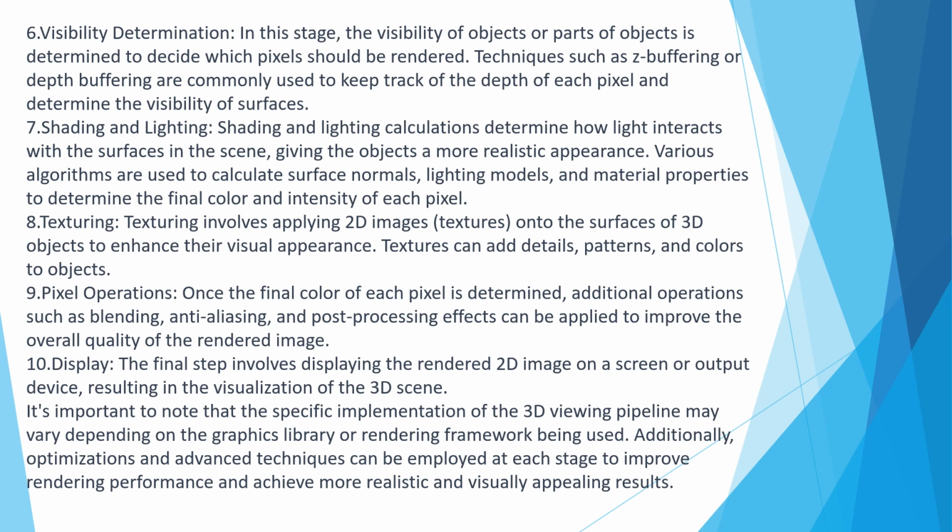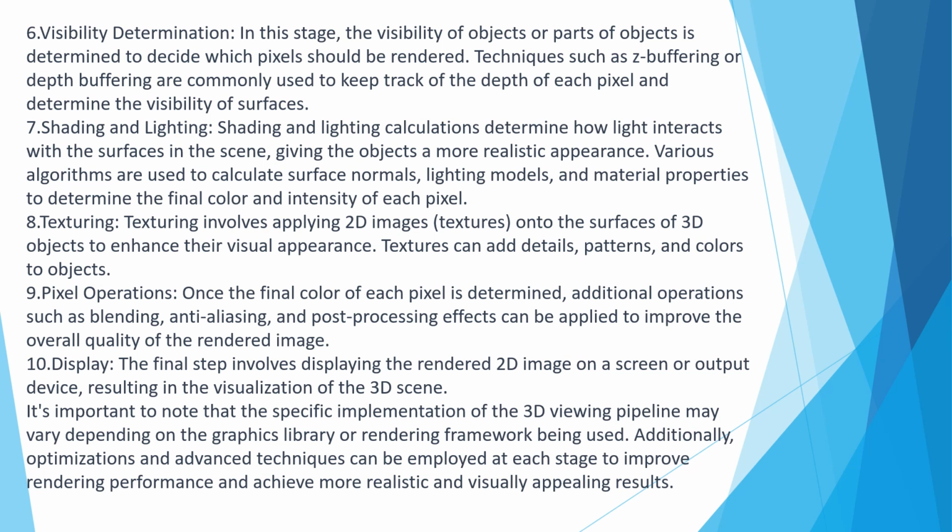Shading and lighting. Shading and lighting calculations determine how light interacts with the surfaces in the scene, giving the objects a more realistic appearance. Various algorithms are used to calculate surface normals, lighting models, and material properties to determine the final color and intensity of each pixel. Texturing. Texturing involves applying 2D images onto the surfaces of 3D objects to enhance their visual appearance. Pixel operations. Here the final color of each pixel is determined.